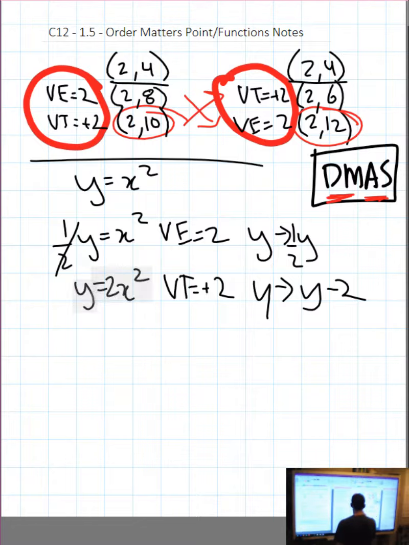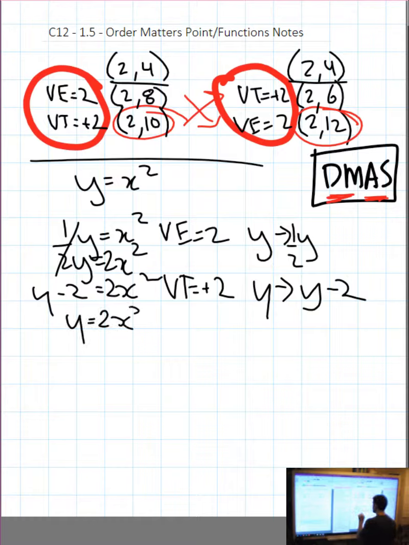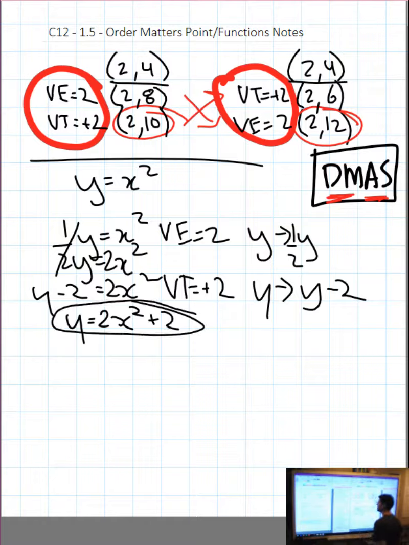Then I'm going to do what I said I'm going to do on the line that I said I was going to do it, and put y minus 2 in for y, and then I'm going to get 2x squared, and then I'm simply going to add 2 to both sides. And again, if you want to be lazy and put the 2 over here, I'm going to show you why that's dangerous right now.